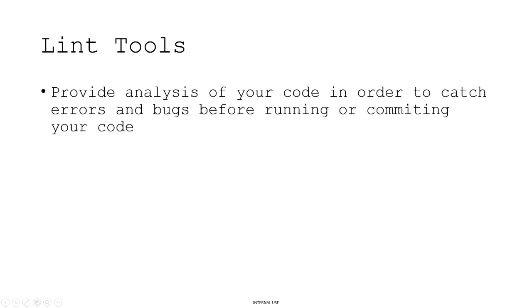So lint tools are another way to debug. Lint tools provide analysis of your code in order to catch errors and bugs before running or committing your code. So there are sometimes commit hooks that run, especially if you're using an IDE and you commit using the IDE versus the command line. There will be commit hooks that run and analyze the code you're committing and let you know if there are any errors or warnings in your code.